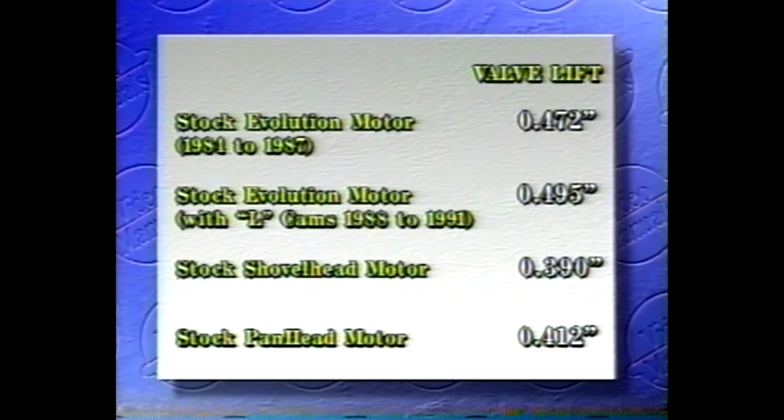The stock Evolution motor from 1984 to 1987 has a valve lift of 0.472 inches. The stock Evolution motor with L cams from 1988 to 1991 has a valve lift of 0.495 inches. The stock shovel head motor has a valve lift of 0.390 inches. And the stock pan head motor has a valve lift of 0.412 inches.